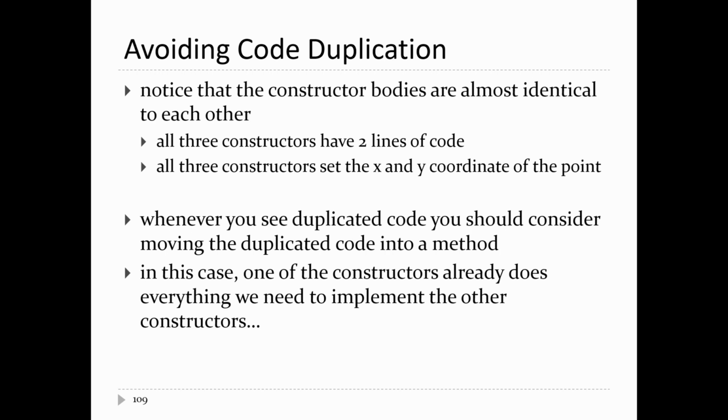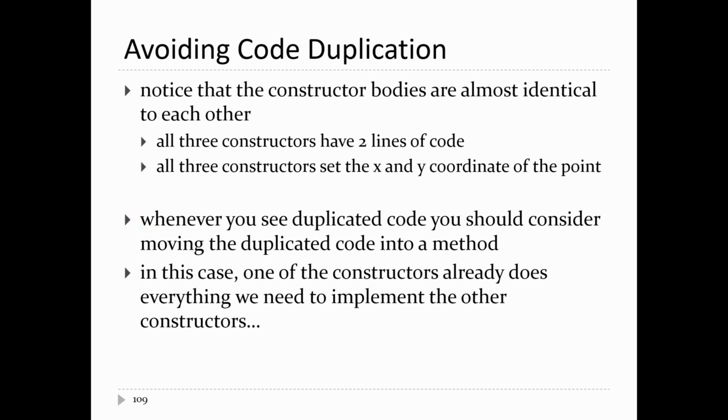All right. So notice that in these constructors, they all do exactly the same thing, and that's the case with constructors. The job of every constructor is to set the fields of the object. So it's not surprising that all of your constructors are going to do something similar. So for Point2, all 3 constructors have exactly 2 lines of code. They set this.x and this.y.